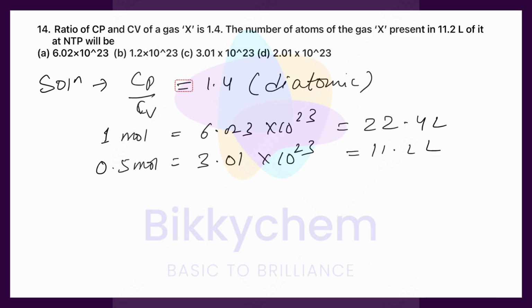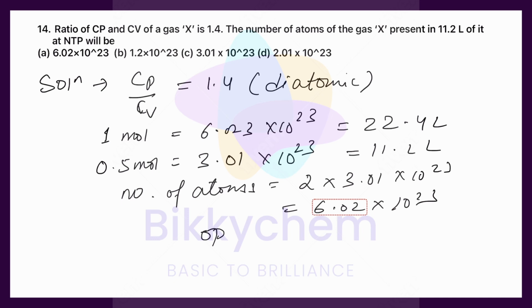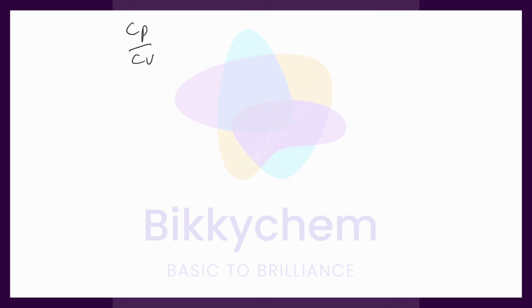That's why number of atoms will be 2 into 3.01 into 10 to the power 23, which is 6.02 into 10 to the power 23. So option A. When I write Cp by Cv 1.4, I said that it is diatomic.